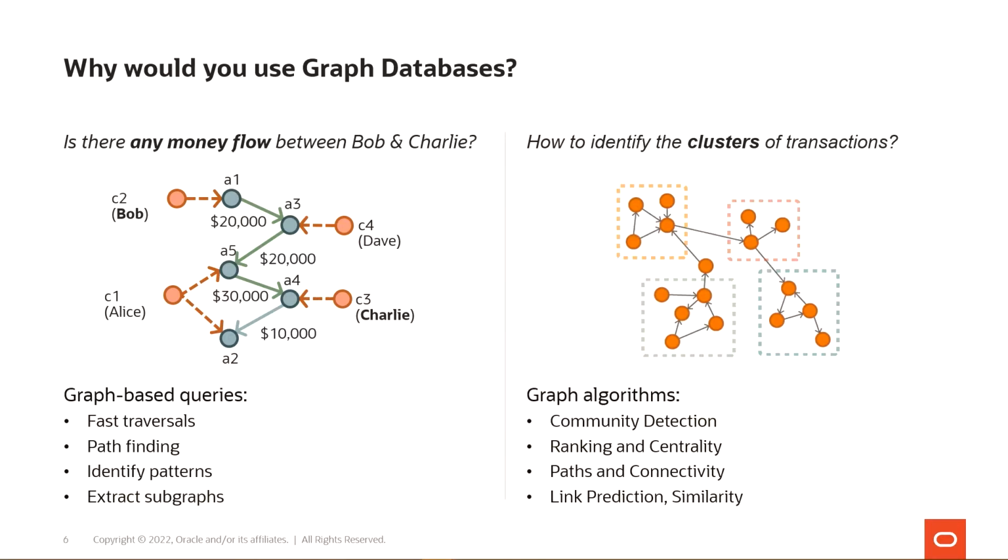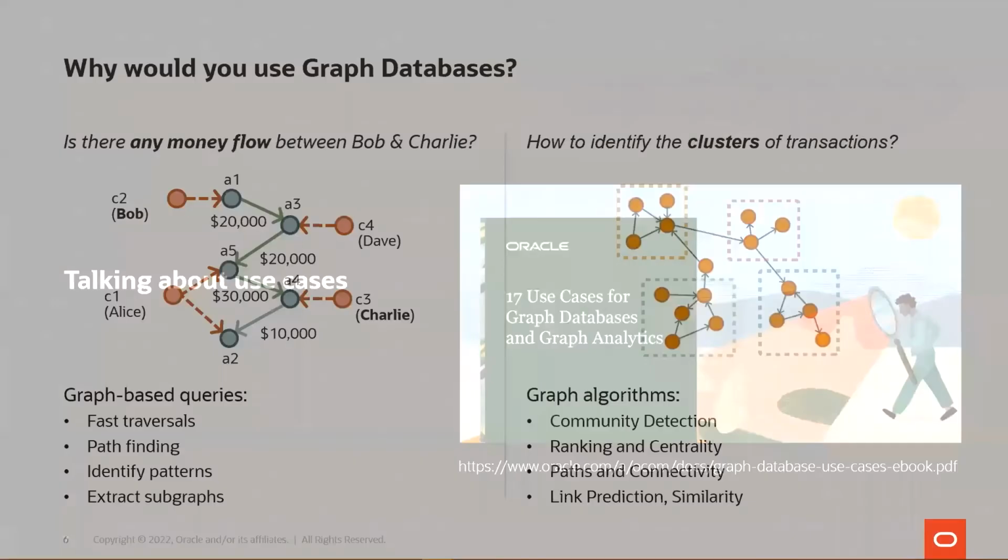You also have different graph algorithms to do ranking of nodes in the graph to find central nodes, or to use those for path finding and connectivity, or to predict links in a graph, or to do similarity searches within the graph. So there's a whole lot of graph algorithms that are pre-built and can be used, and I'm going to show those in a couple of slides as well.